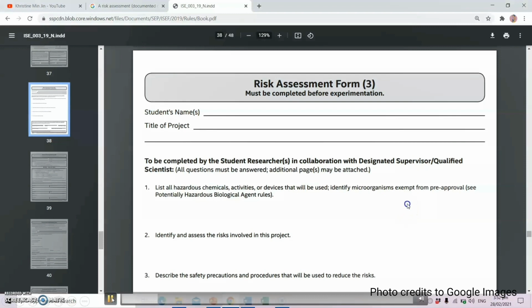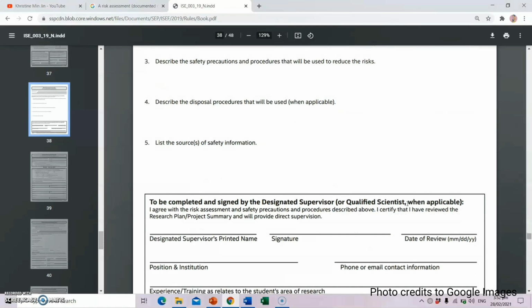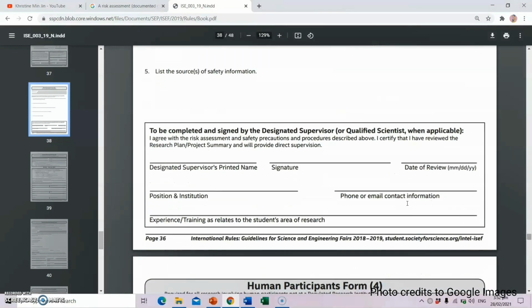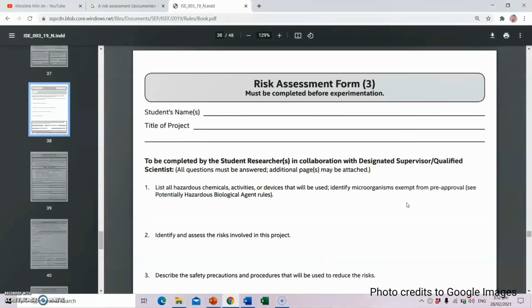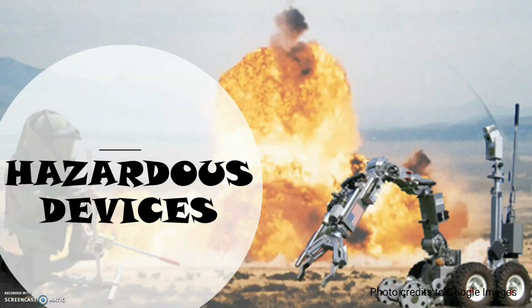A risk assessment form, this is the Form 3 risk assessment form, must include proper disposal methods for chemicals used in an experiment. And we have the Flynn catalog, this is the reference in the sources of information section, which must provide information for the proper disposal of chemicals. If applicable, the student researcher must incorporate in the research plan disposal procedures required by federal and state guidelines. And we also have hazardous devices.